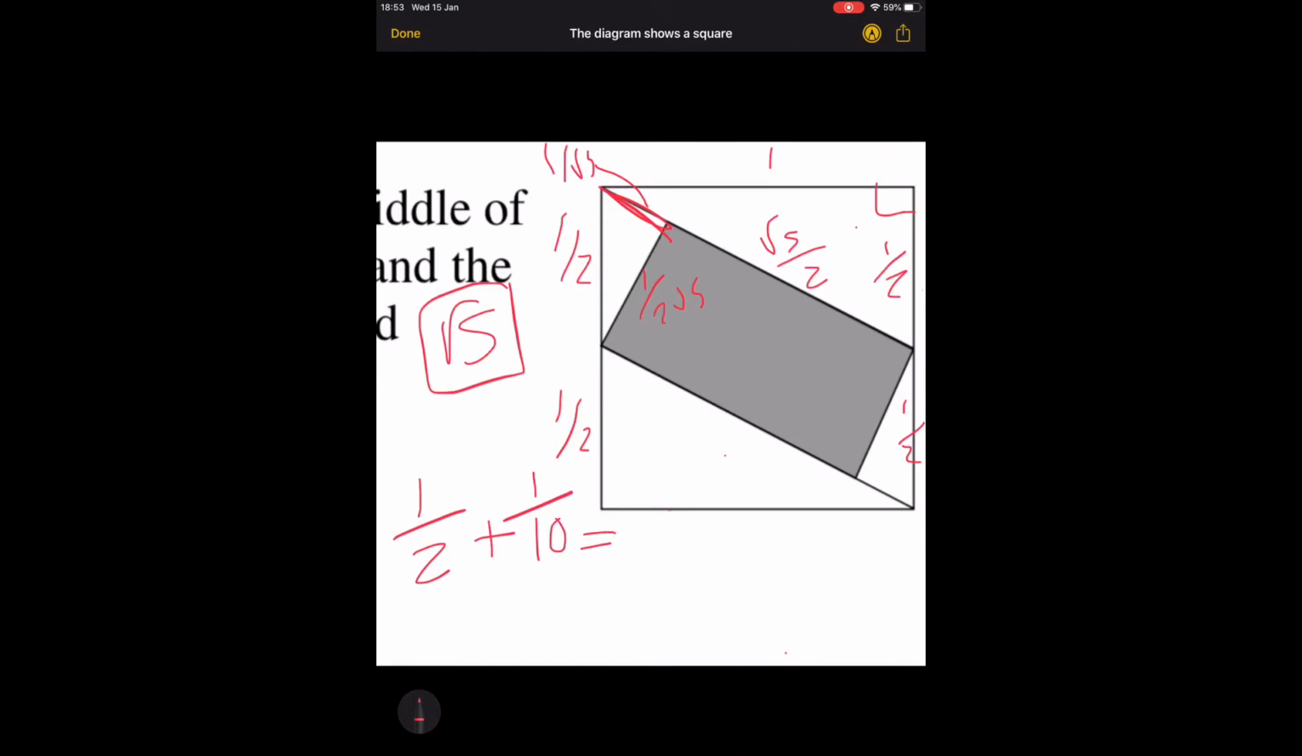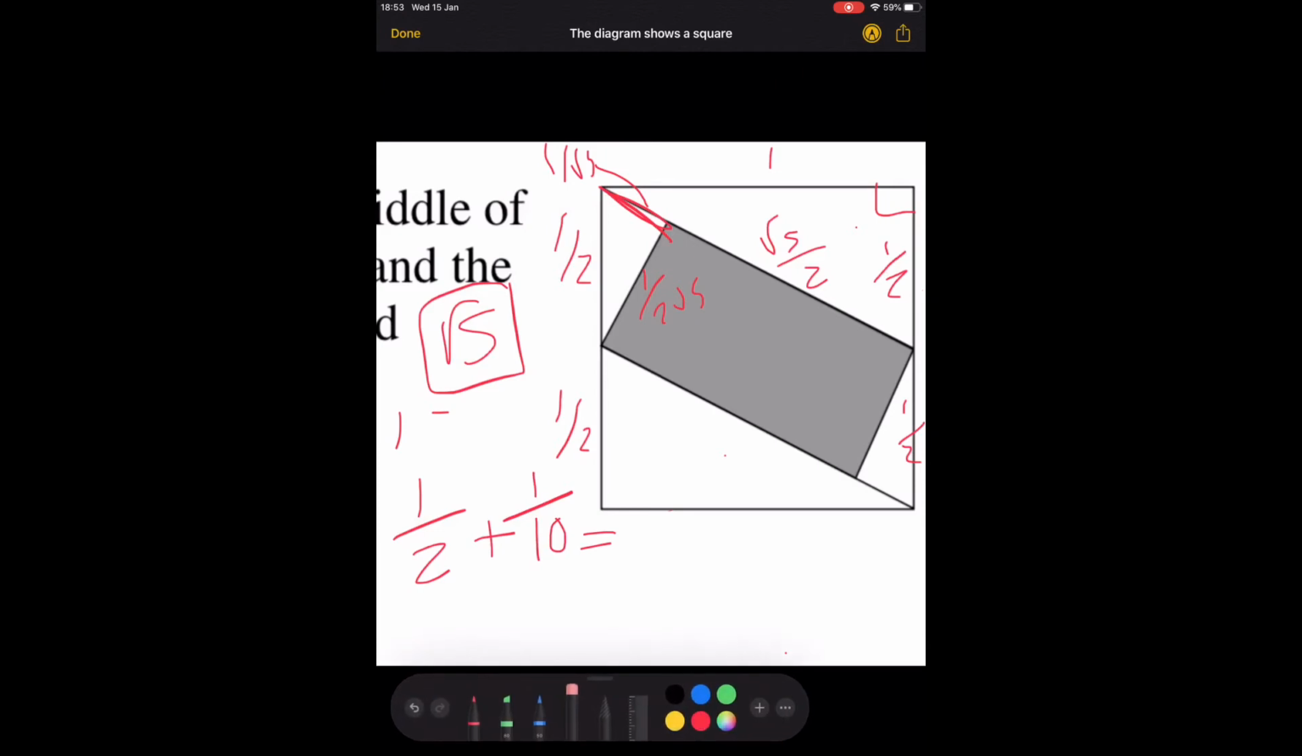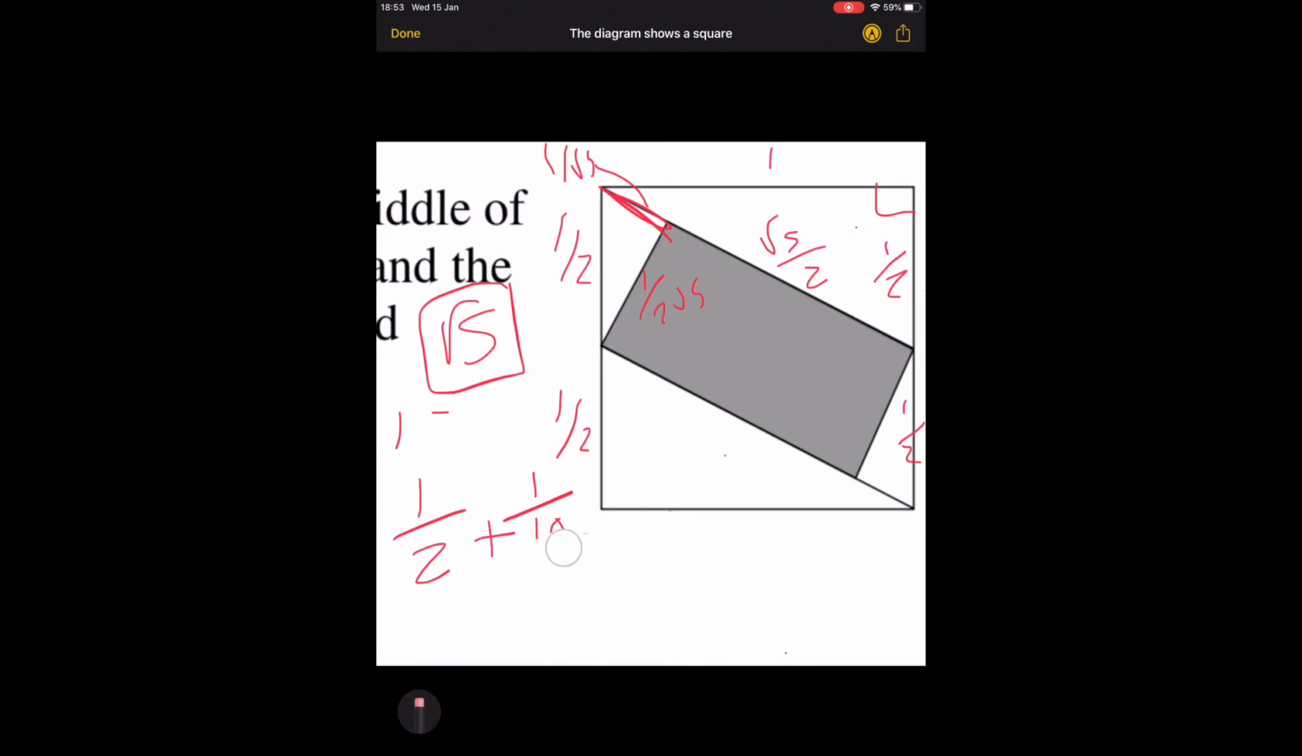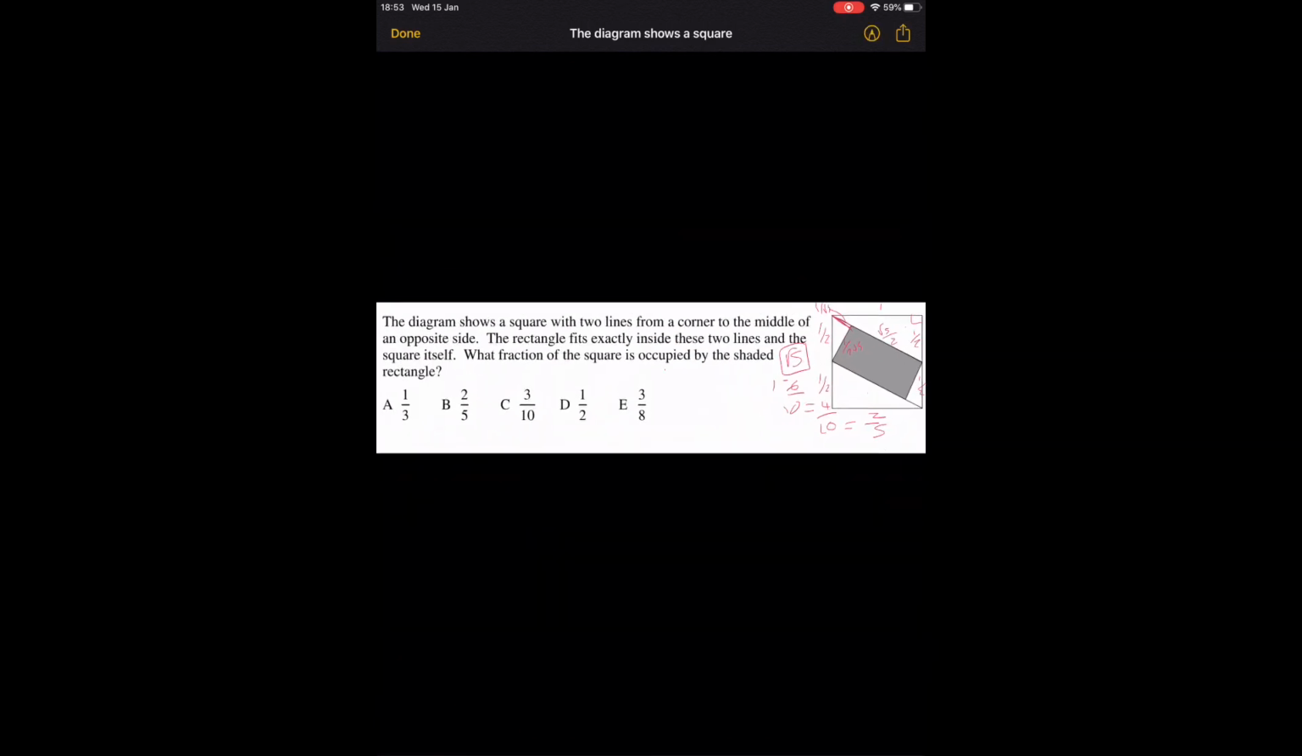So that is what you subtract from 1, basically. A half plus 1/10, and a half is the same as 5/10. So 5/10 plus 1/10 is 6/10. So 1 minus 6/10 is 4/10, which is the same as 2/5, and that is our option B.